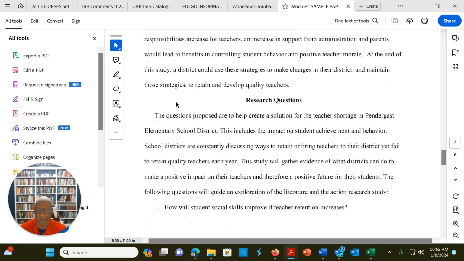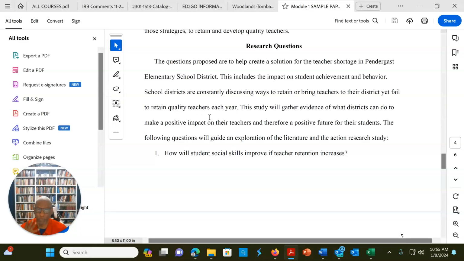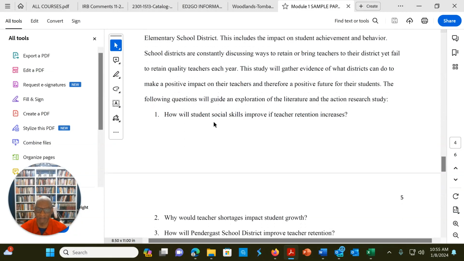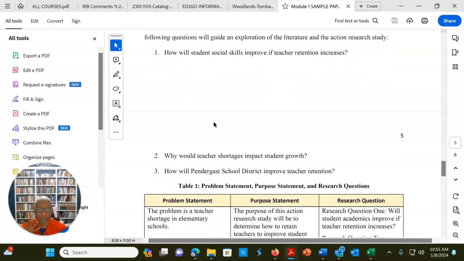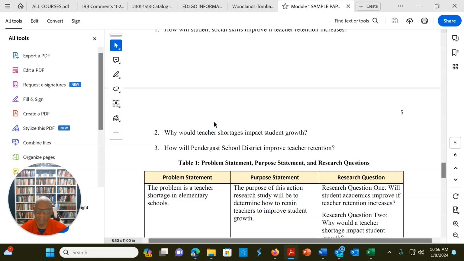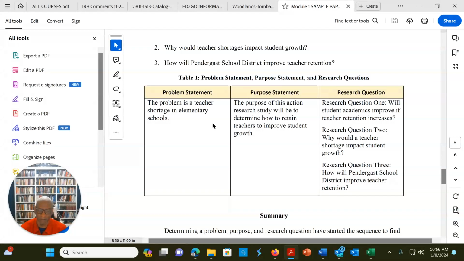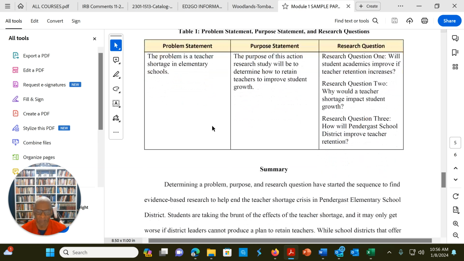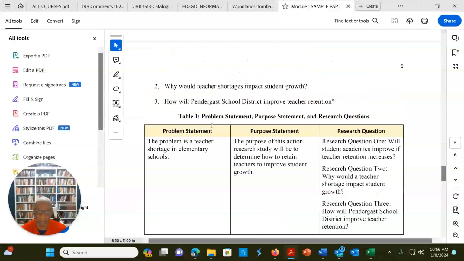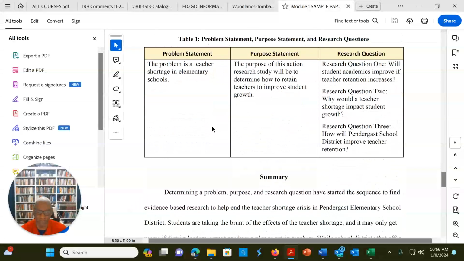So follow this sample paper the way it is formatted. Follow it. Don't deviate. Don't do anything different from what you see in this paper, how this student did it, because this is what we're looking for in each one of these sample papers that I send you. This is the formatting that I'm looking for. This is the layout. This is how it should look.